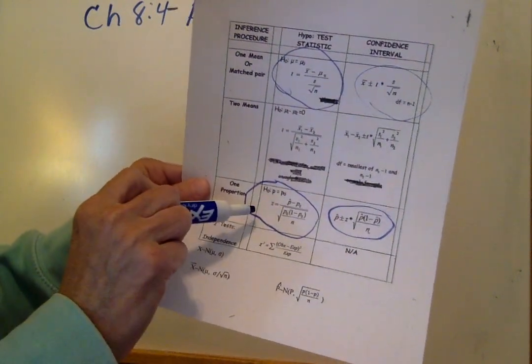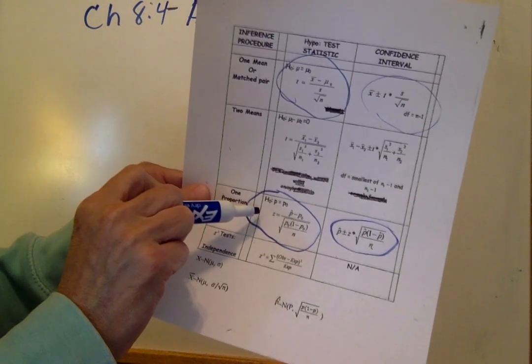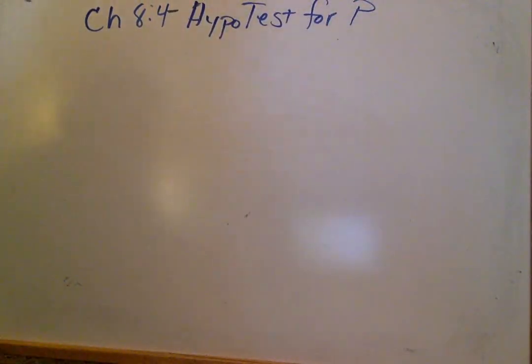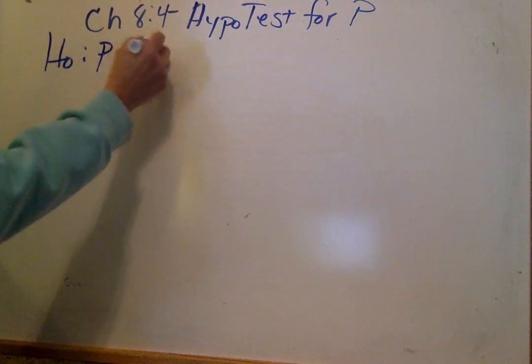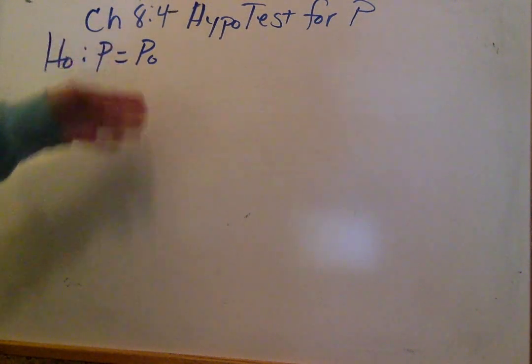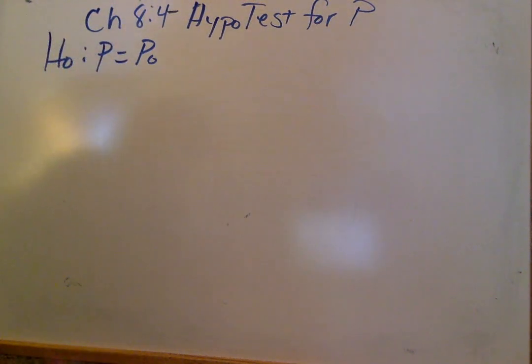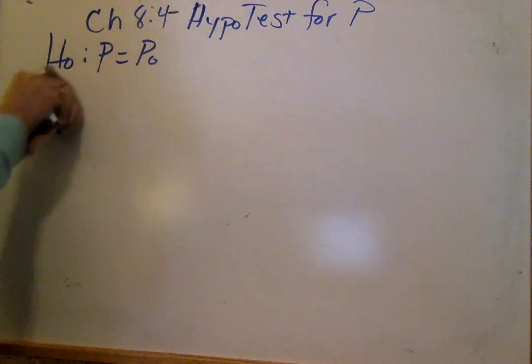Here is the information for the proportion hypothesis test that we're doing today. Instead of mu, we have p equals some proportion, 0.5, 0.6, 0.8, a number less than 1. Well, I don't know why I'm writing that. Sorry, I'm getting ahead of myself.